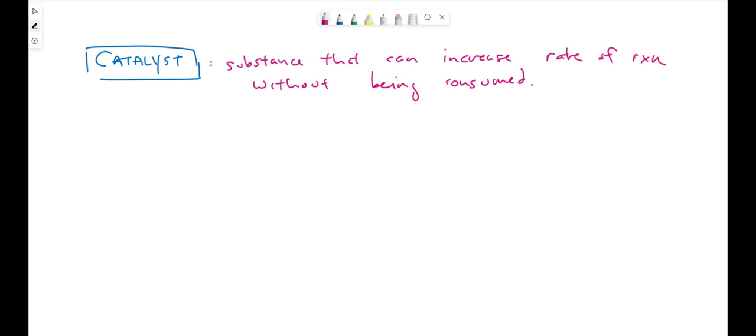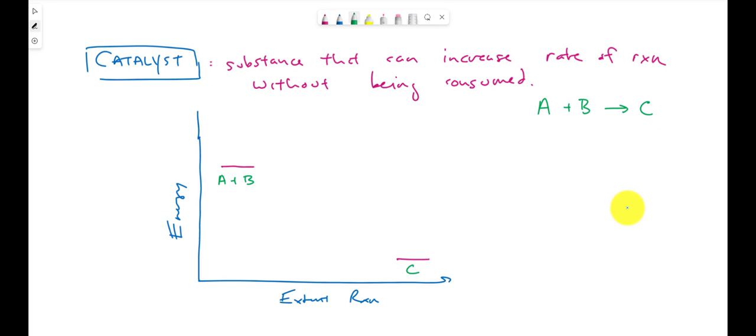So a catalyst is simply a substance that can increase the rate of a chemical reaction, but the key is that it doesn't get consumed. It's just there to help make it faster, but it's not actually a stoichiometric reagent of the reaction. So to illustrate what a catalyst actually does, how it increases the reaction rate, we go back to this energy reaction diagram that we just finished talking about.